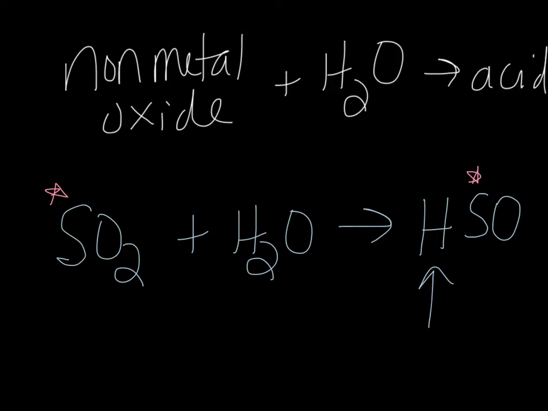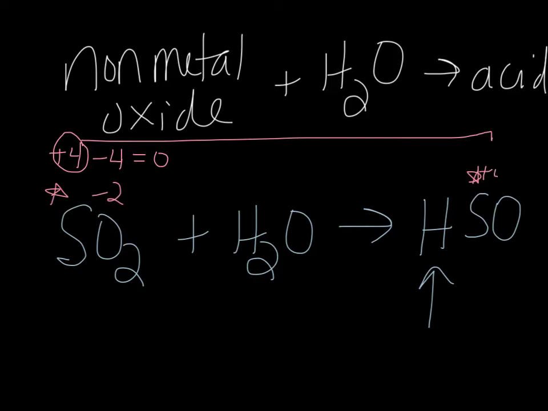Oxygen is going to be -2, and basically taking 2 times -2 is going to give me -4. So in order for my compound to be neutral, sulfur has to be +4. So because it's +4 here, it's also going to be +4 over here. So again, that is that conservation of oxidation number.